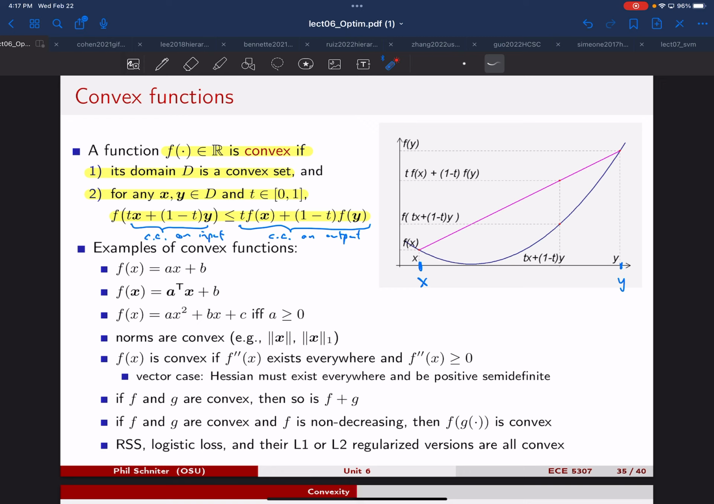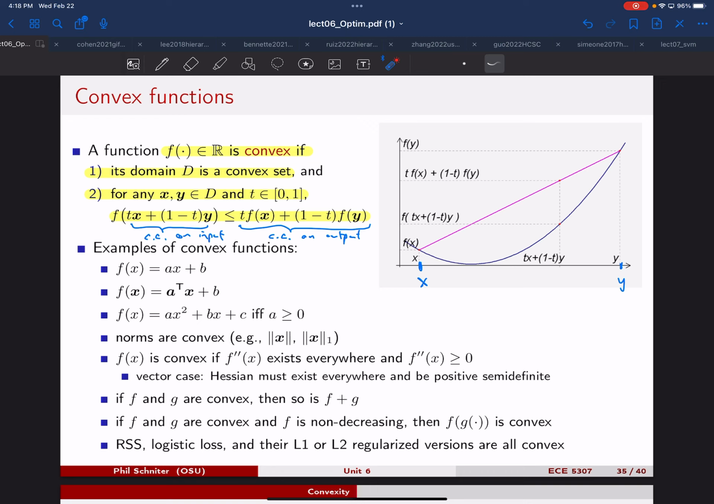If you want to say what happens with multiple variables x, like this vector, then rather than looking at the second derivative, you look at the Hessian matrix, which is a matrix that contains all the individual cross derivatives between all the different elements in x. And that Hessian matrix must be non-negative in the sense of matrices, which means it needs to be positive semi-definite. Okay, so those are some ways you could check convexity.